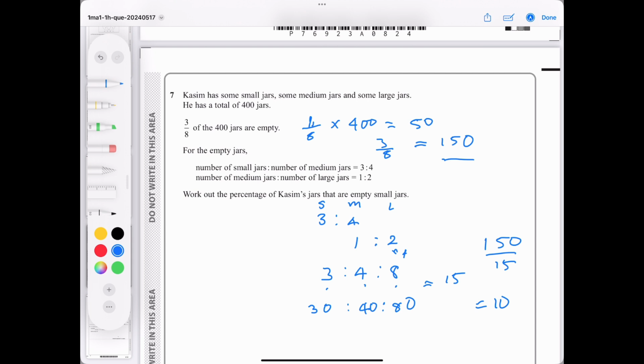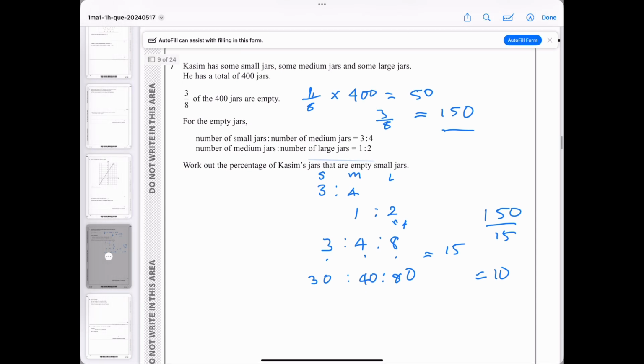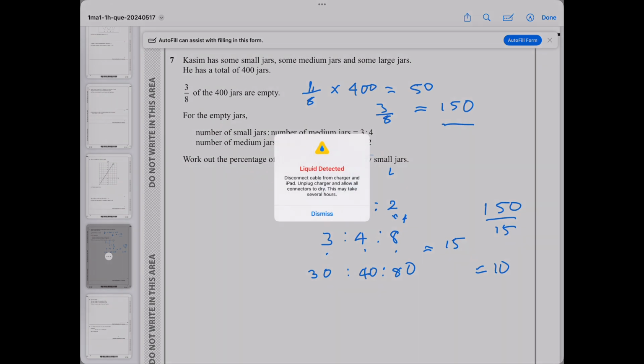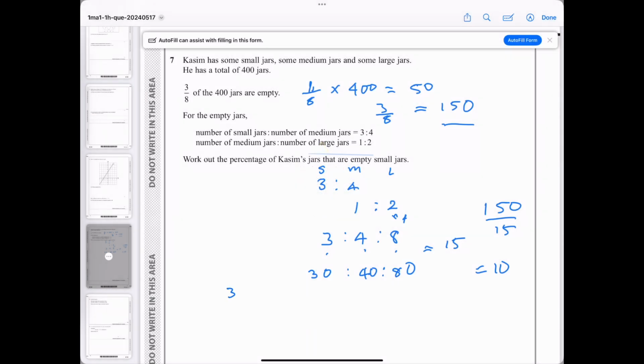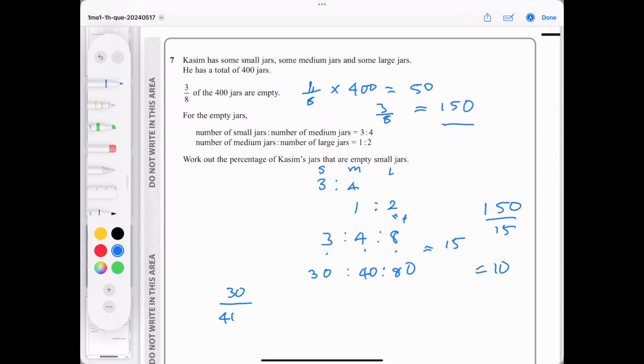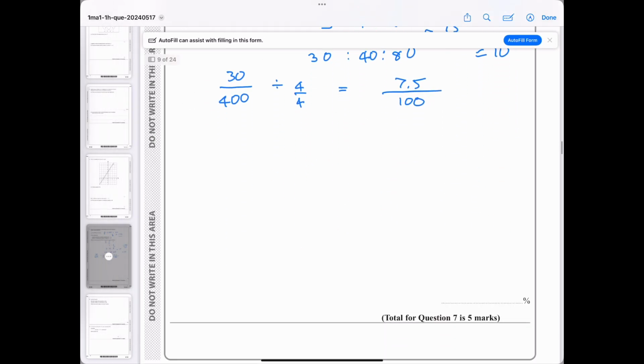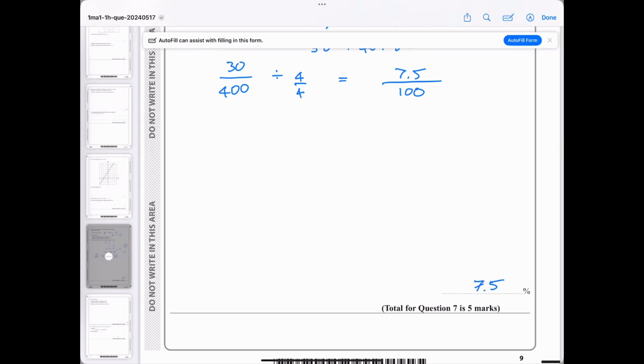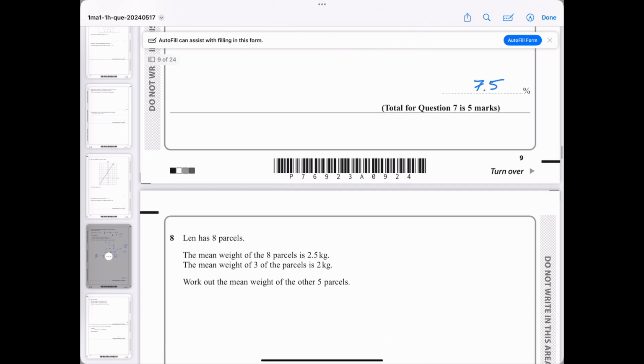And the percentage of Kasim's jars that are empty small jars, so altogether that would be 30 over 400. And in order to find out what the percentage is, we're going to divide everything by 4. So the bottom is 100, and 30 divided by 4 is 7.5. So 7.5% of his jars are small empty jars.